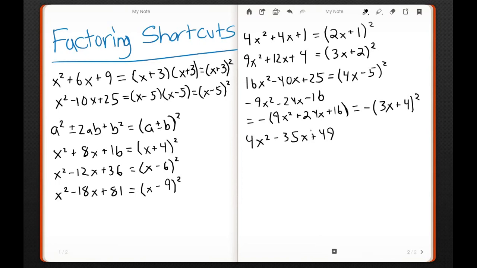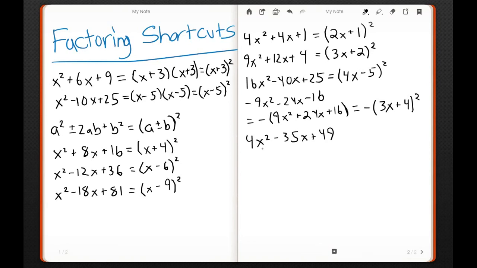And the reason I threw this in here was because it looks like it will be, because both 4 and 49 are perfect squares, meaning you can take the square root of them and get a whole number. But this one is actually not. That's why you have to check that this is indeed a squared plus or minus 2ab plus b squared form before you can factor using this method.